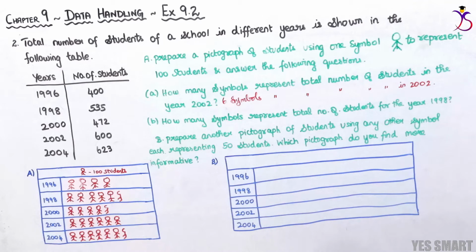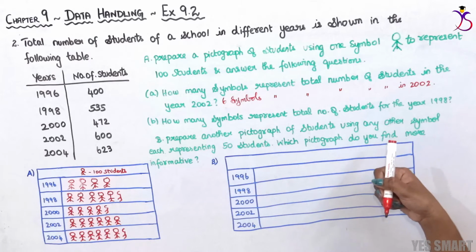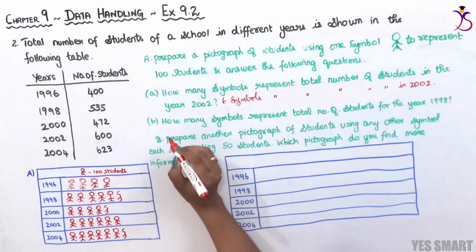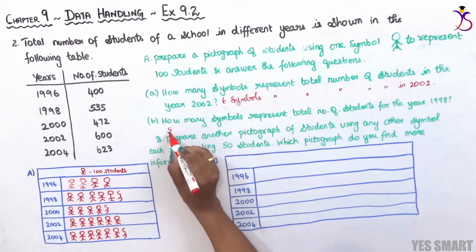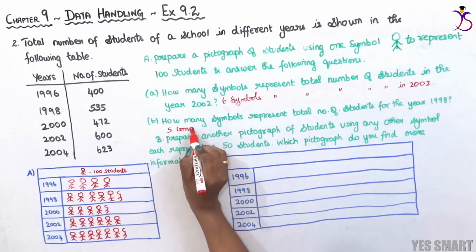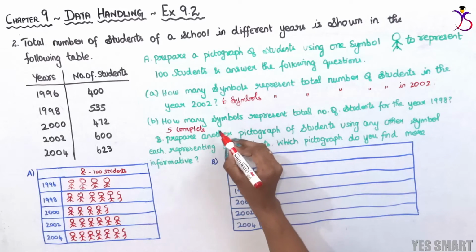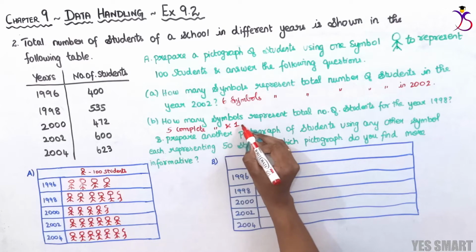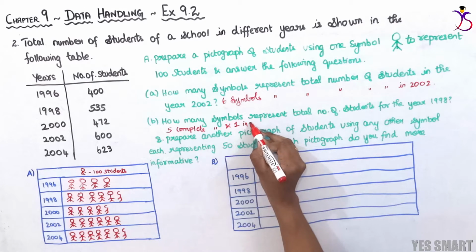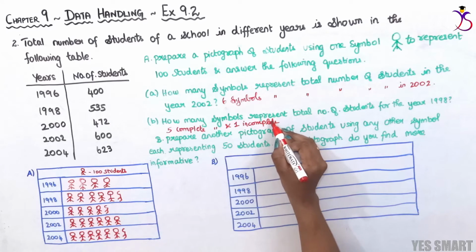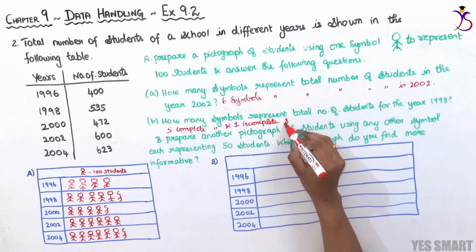Next, how many symbols represent total number of students for the year 1998? We have 5 complete symbols and 1 half symbol. Therefore, we can conclude it as 5 complete symbols and 1 incomplete symbol represent the total number of students for the year 1998.